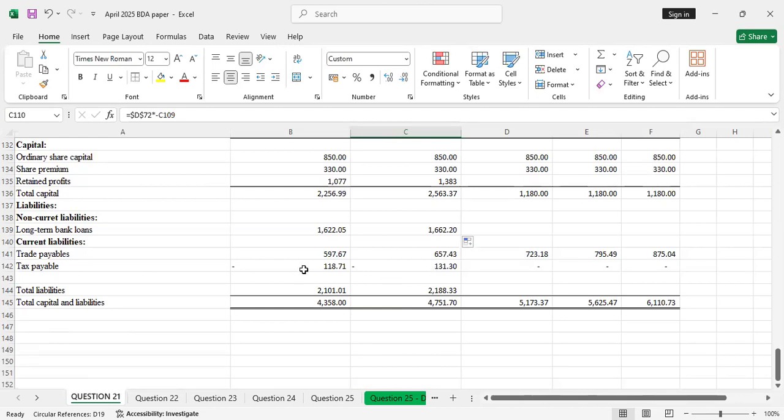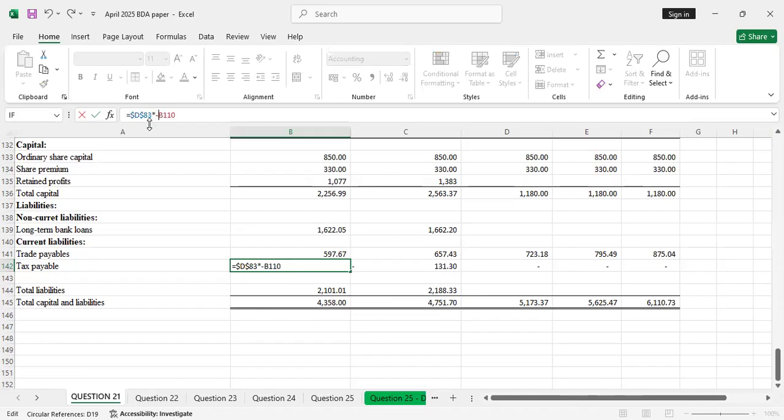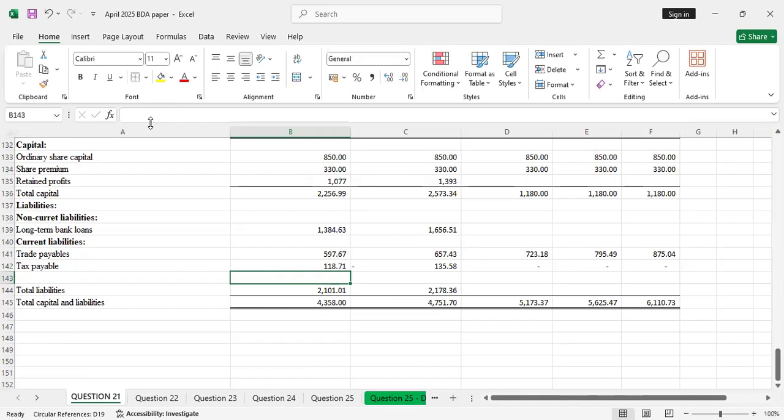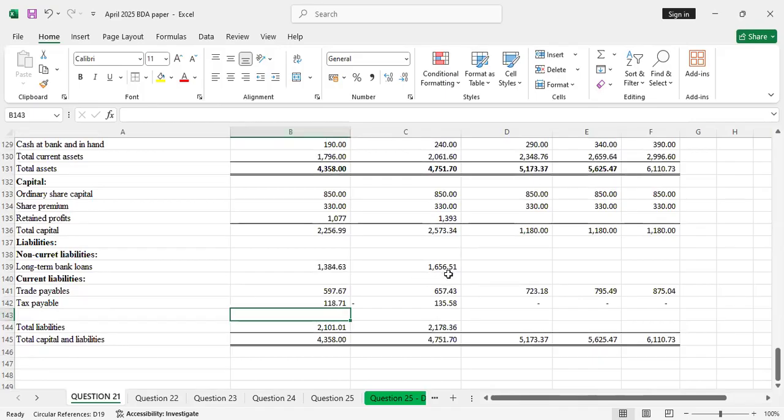No, this tax payable is not supposed to be negative. Let me put a negative there to change it into positive. They're supposed to be positive. So you can see the long term has changed. Even this one has changed, because this one, let me drag this also. You can see 1384, 1385.35. It changes that way because this tax payable is supposed to be positive. Yeah, that's correct.